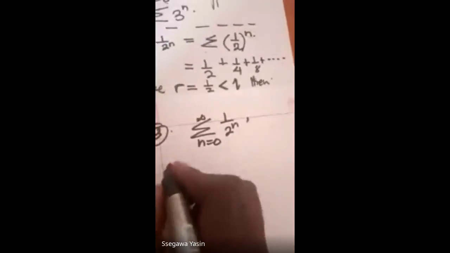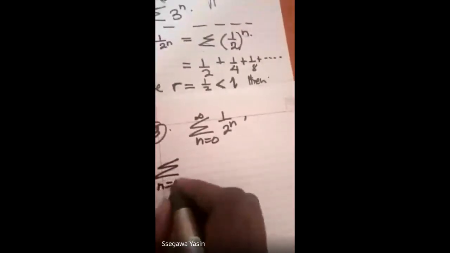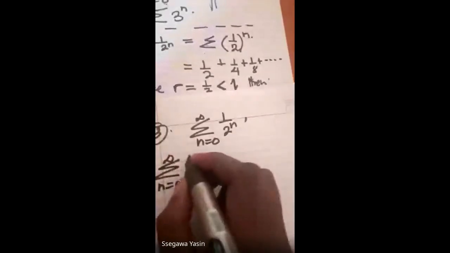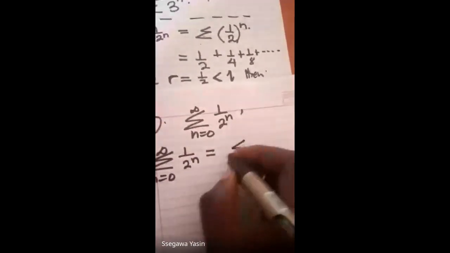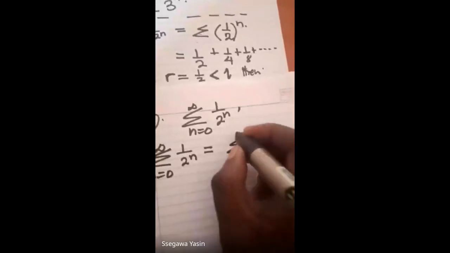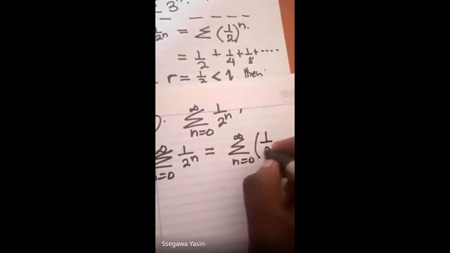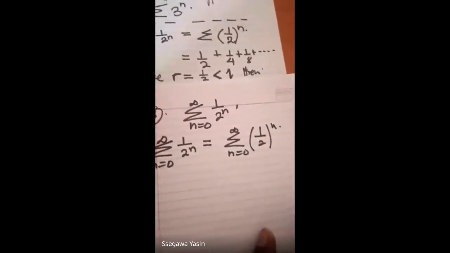This guy here, if you try to analyze properly, it will be of this nature. n is equal to 0 to infinity; 1 over this is 2 to the n. This is the same as summing up, n is equal to 0 to infinity of 1 over 2 to the power n. Please look here. I want you to see this one clearly.